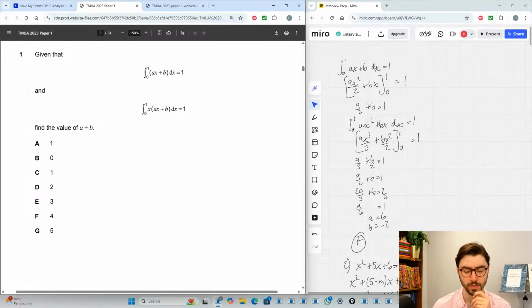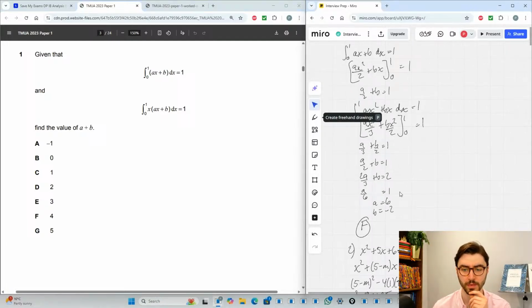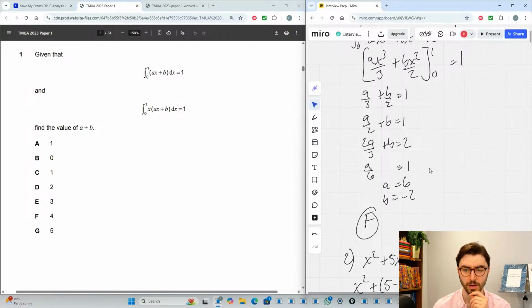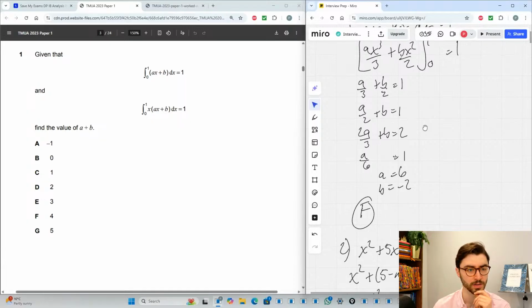That is true. Well, let me just check that 6 and minus 2 work in there. So that would be 2 minus 1 is 1. Good. 3 minus 2 is 1. Yep, that actually does solve. And that plus that is 4, which is F. I like it.